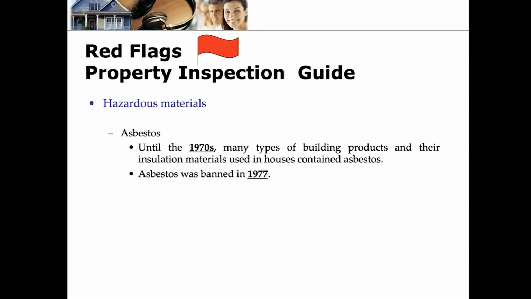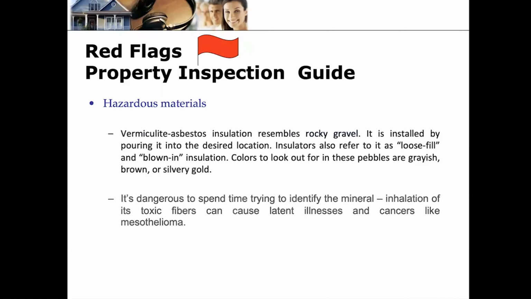Until 1970, many types of building products and insulation materials used in homes contained asbestos. Asbestos was banned in 1977. So those two dates are dates you should consider whenever you're inspecting a home. Was it built before 1977? Was it built during the 1970s? If so, there may be concerns as you go into a property, so look out and see if there's asbestos. Like I said, you can Google it and find asbestos products online if you need a visual to see what these things look like. But asbestos is considered to be a hazardous material.